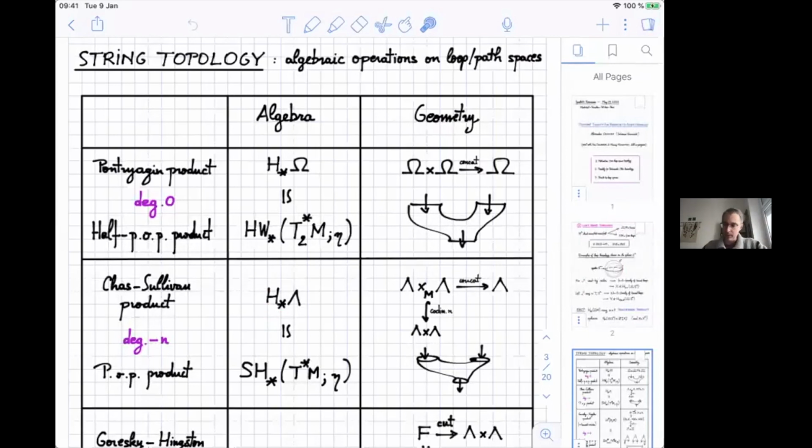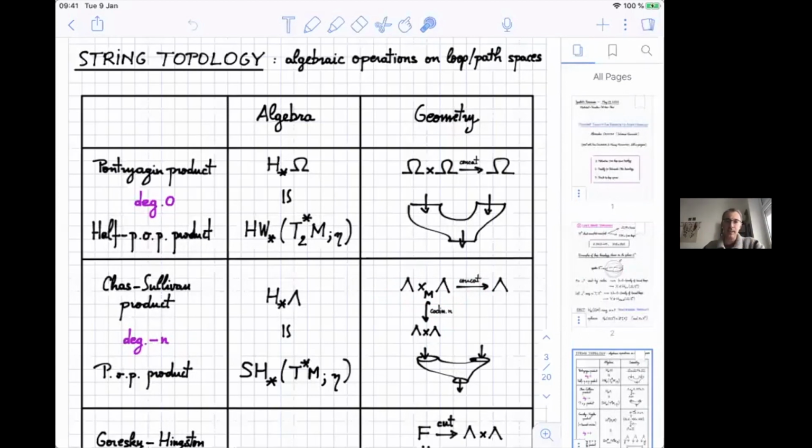We also have a product structure here that's called the Chas-Sullivan product. And the geometry behind it is going to be captured by this diagram. Namely, we will concatenate free loops whenever we can, meaning whenever two free loops have the same base point. So inside the product of free loops with itself, there sits a codimension n space, which is actually a codimension n Hilbert manifold in the appropriate topology, which is represented by pairs of based loops whose base points coincide. And on this space, we can concatenate. So the product topologically is roughly given by a Gysin map, and then followed by concatenation. And because we have here something of codimension n, we get a product of degree minus n.